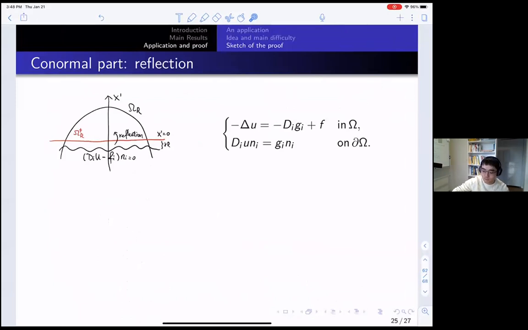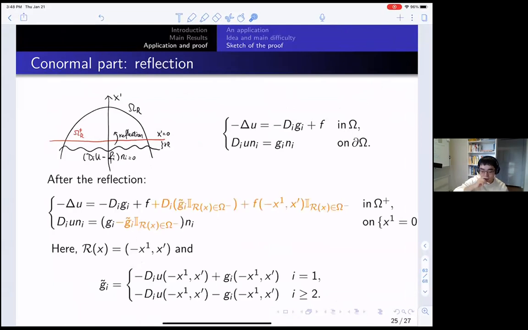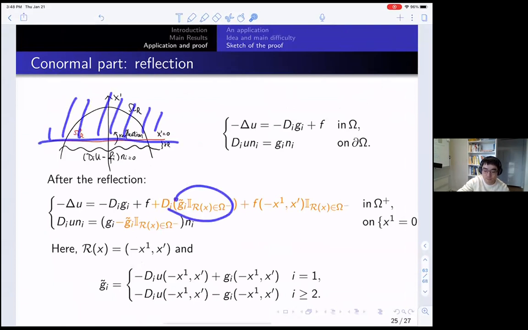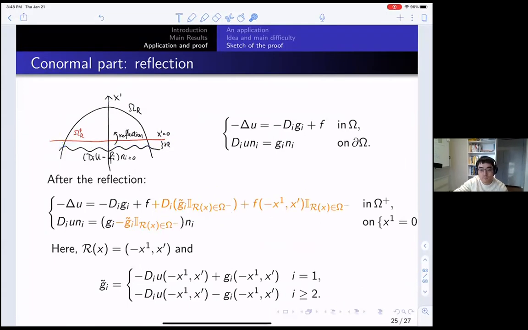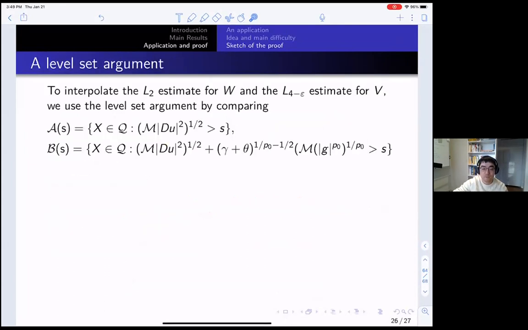That is, the solution satisfies an equation or a problem on the upper half space with conormal boundary condition. Extra terms come from the reflection, but they are still small because they are only supported in this narrow region. Okay, we need to find a way to combine these two arguments for our mixed problem. And eventually, once we can prove the decomposition lemma, then we need to estimate this by using this level set argument.